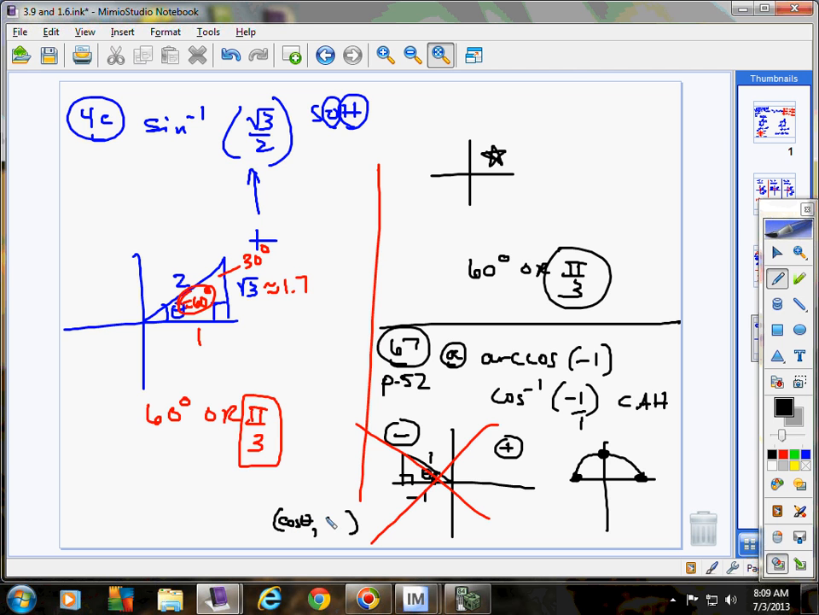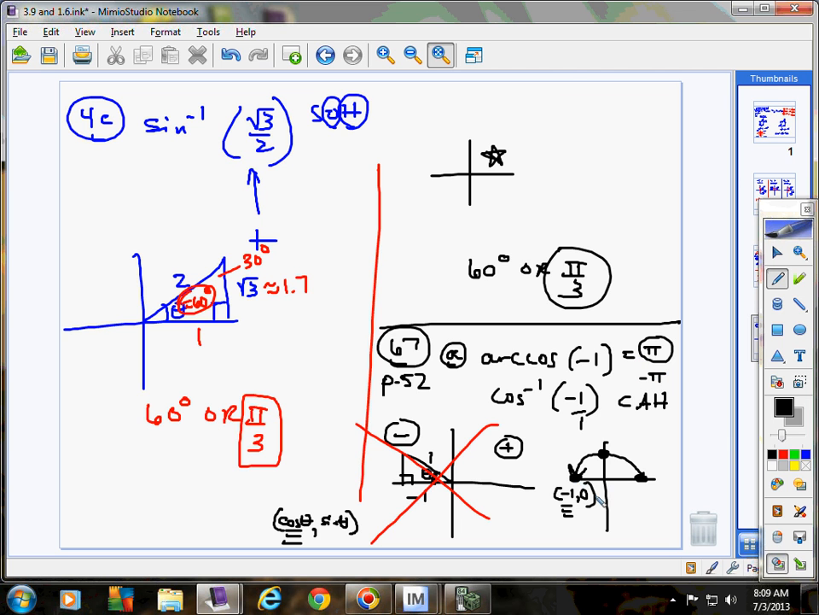Cosine is x, isn't it? So I'm looking for a place where my cosine, or my x value, is -1, and that would happen here. That point is (-1, 0). -1 is cosine. So that angle that gets me all the way over to here is what? All right, 180 degrees. What about negative pi?